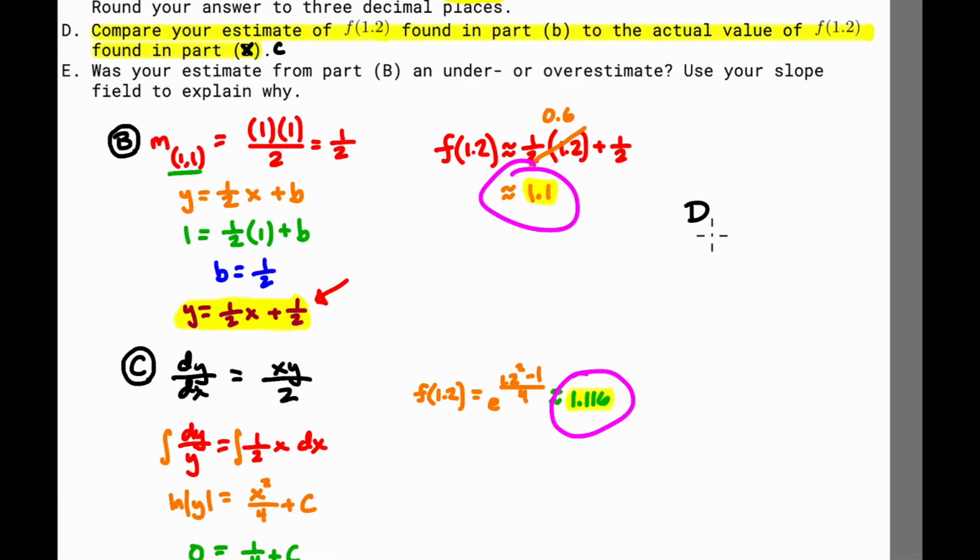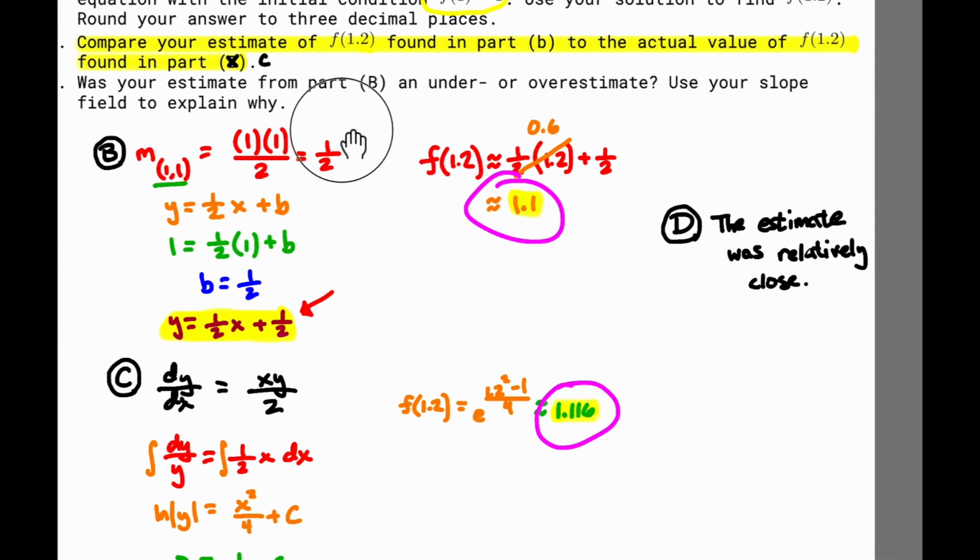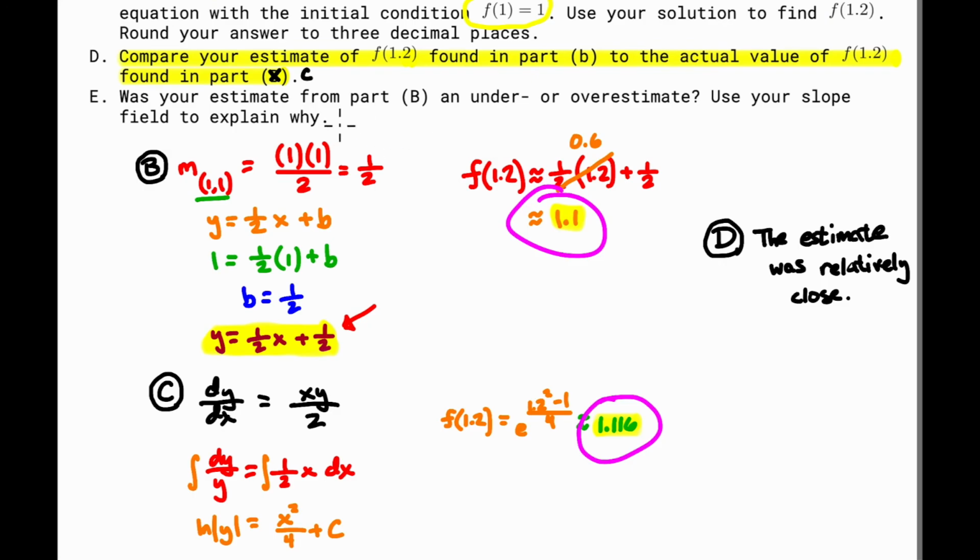So for part D, it says compare your estimate. So I would just say the estimate was relatively close. Okay, and then part E, it says, was your estimate from part B an underestimate or overestimate compared to part C? Use your slope field to explain why.